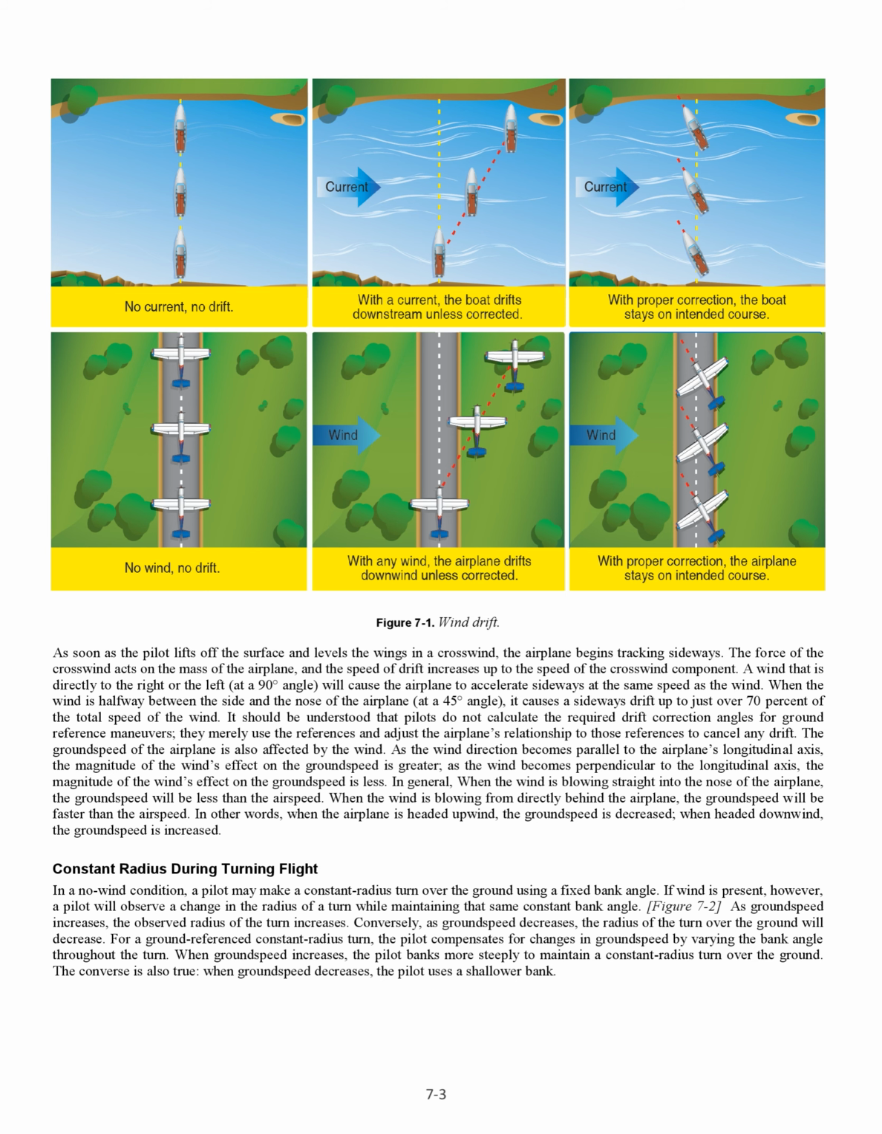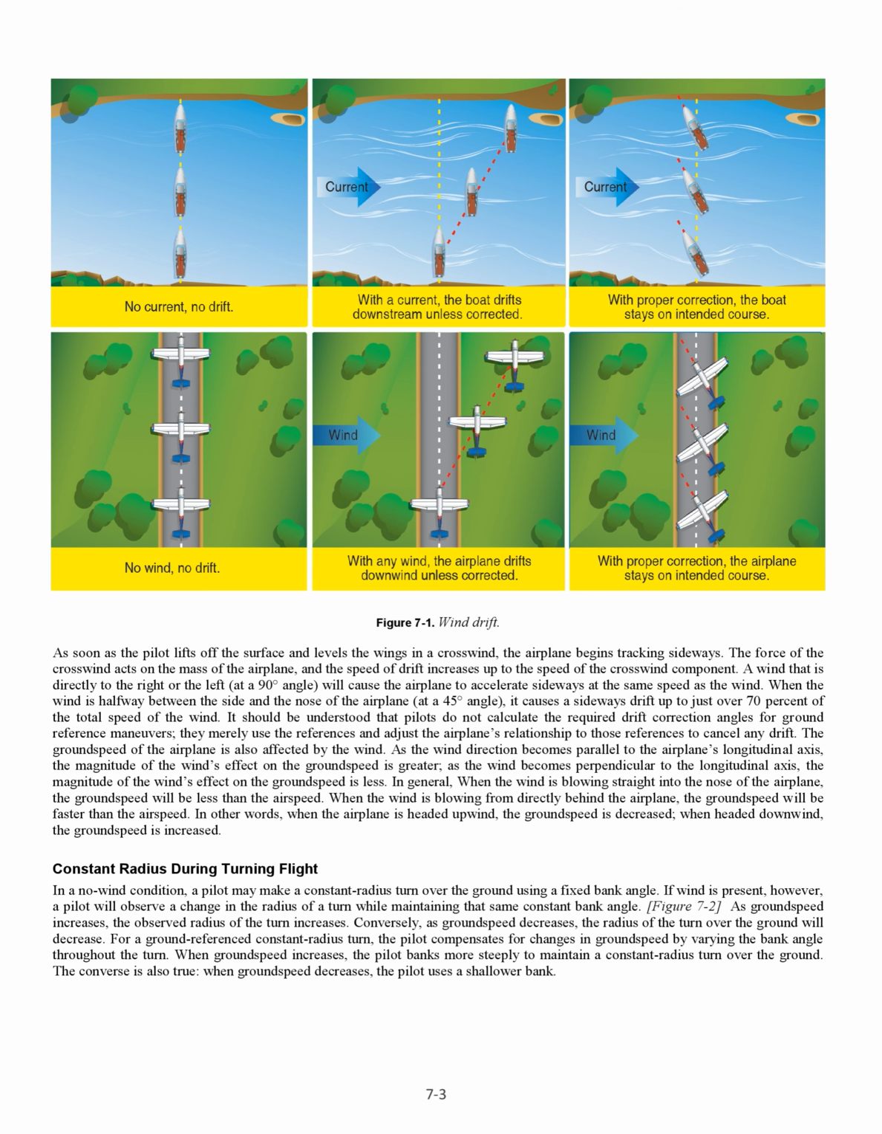When the wind is halfway between the side and the nose of the airplane, at a 45 degrees angle, it causes a sideways drift up to just over 70% of the total speed of the wind. It should be understood that pilots do not calculate the required drift correction angles for ground reference maneuvers, they merely use the references and adjust the airplane's relationship to those references to cancel any drift.